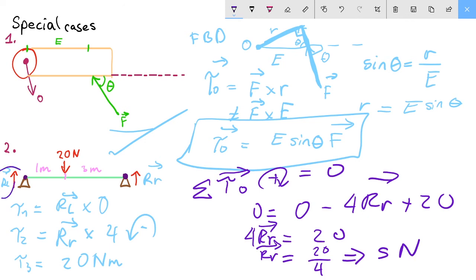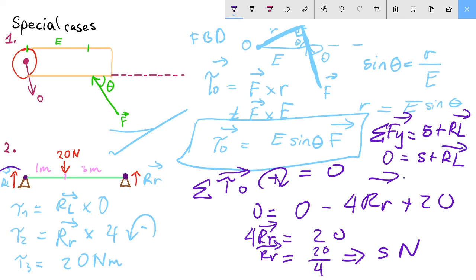And to find RL, you can just say the sum of force in the y direction equals 5 plus RL, which is equal to 0 because there's no movement. So 5 plus RL equals 0, therefore negative 5 equals RL.